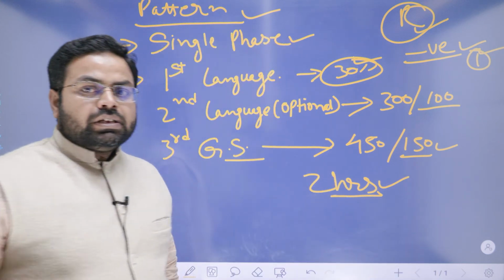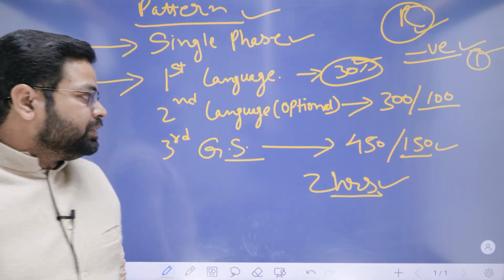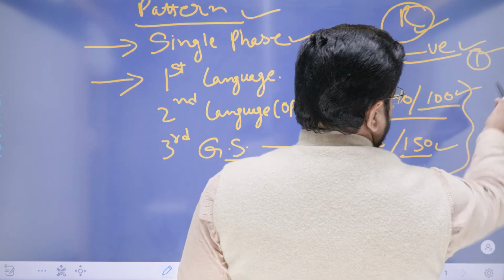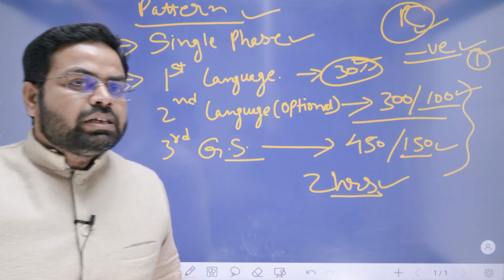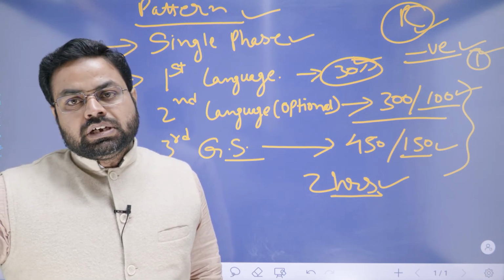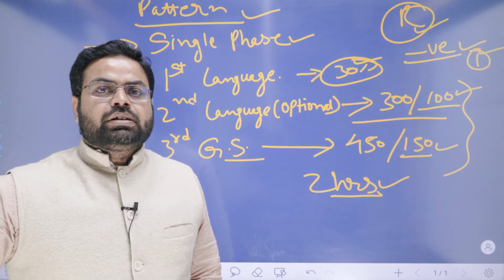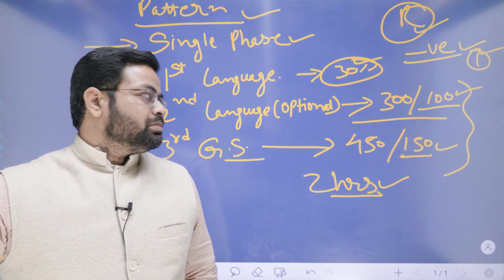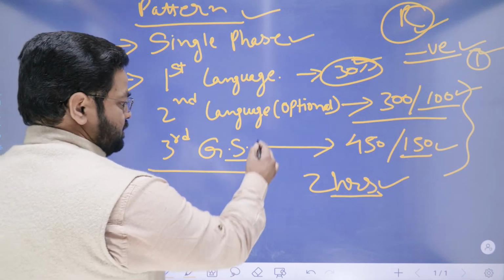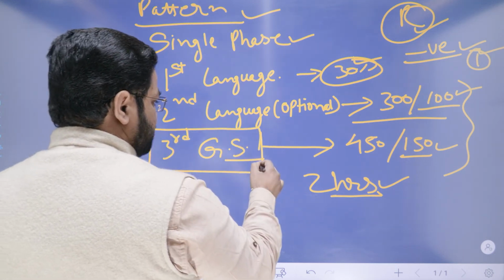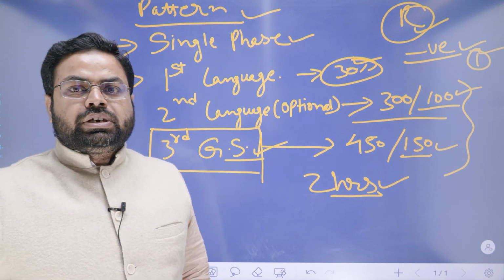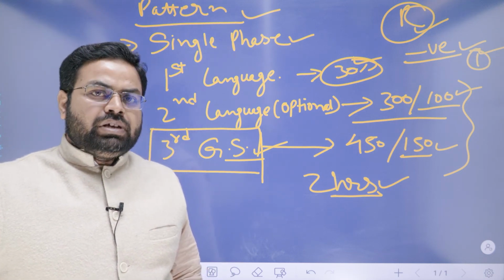And here you can clearly see that the weightage of the language paper is very high in comparison with the GS paper. So it is going to be the biggest deciding factor in your selection process, because the GS is a level playing field for every student. So there will be no privilege for any student who has not prepared well.